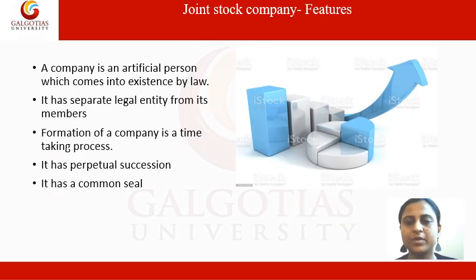So the features of a company are, first, it's an artificial person, which means that a company is a creation of law. Now, just like a natural person, a company can own property, borrow money, and even enter into contracts. But like a natural person, it cannot breathe, eat, run, walk. So therefore, it's called an artificial person.